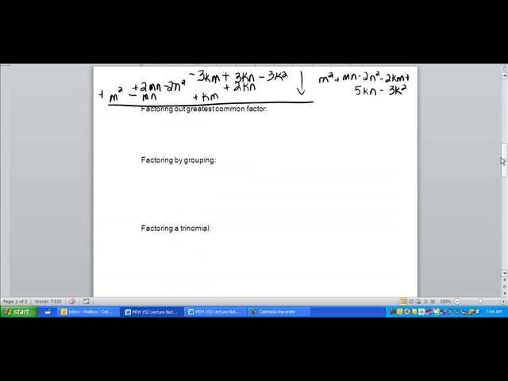Okay, factoring out the greatest common factor. We'll start with an easy one. What we want to do is look first at the coefficients and see what the greatest common factor of those three would be. And we can see that a 2 would come out of all of those.